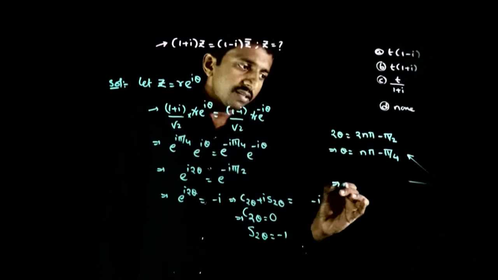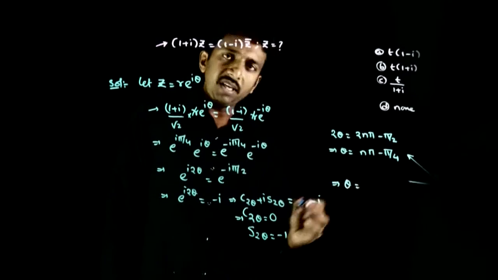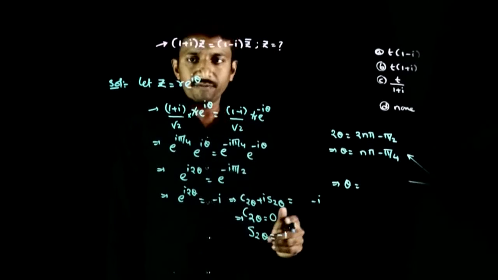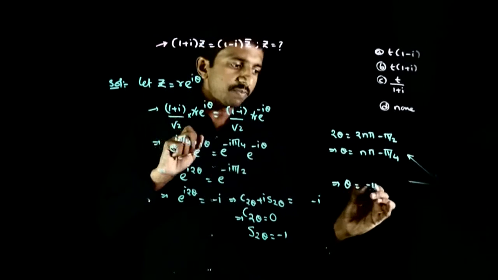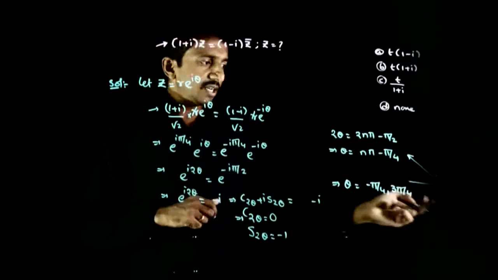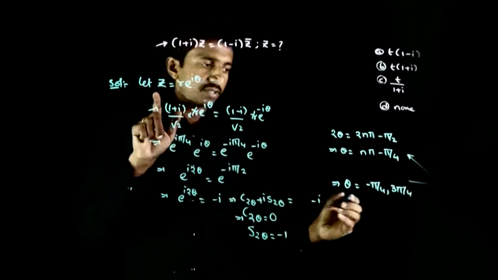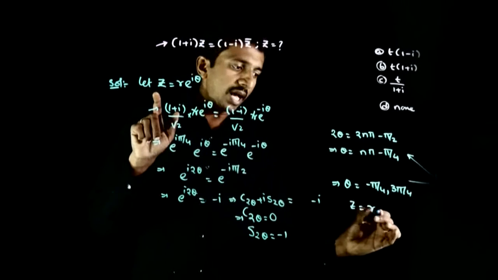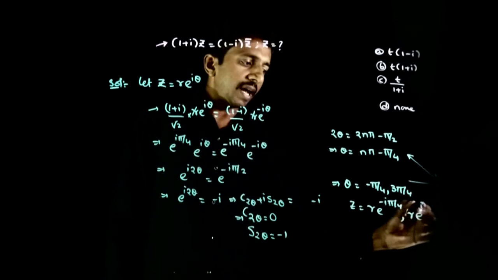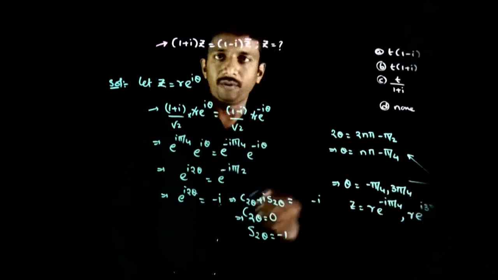So I can write theta can be equal to minus pi by 4 or 3 pi by 4. So these are the two values that are possible. So z को मैं क्या लिख सकता हूँ? z is equal to r into e power minus i pi by 4 हो सकते हैं और r into e power i 3 pi by 4 हो सकते हैं.